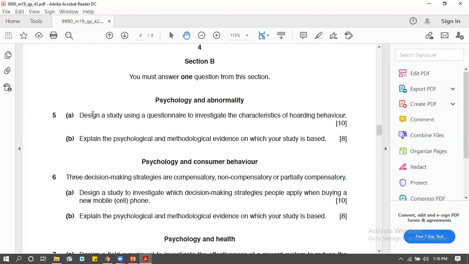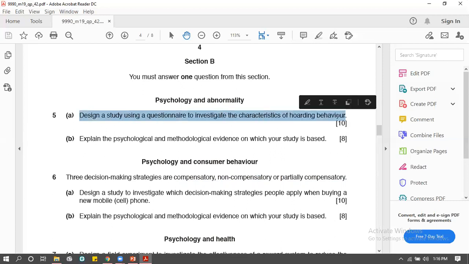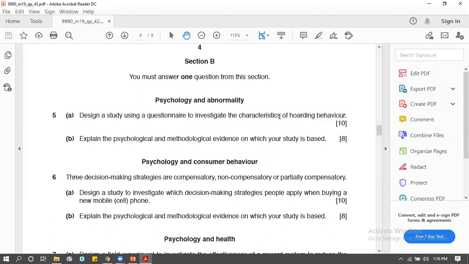Design a study using a questionnaire to investigate a characteristic of hoarding behavior. So you have a person who has hoarding disorder, right? Under OCD. You want to find out their common behaviors, and you want to find that out through a questionnaire. You're not going to compare with any other person. You just want to find that person's common behaviors, right? Discovery again.